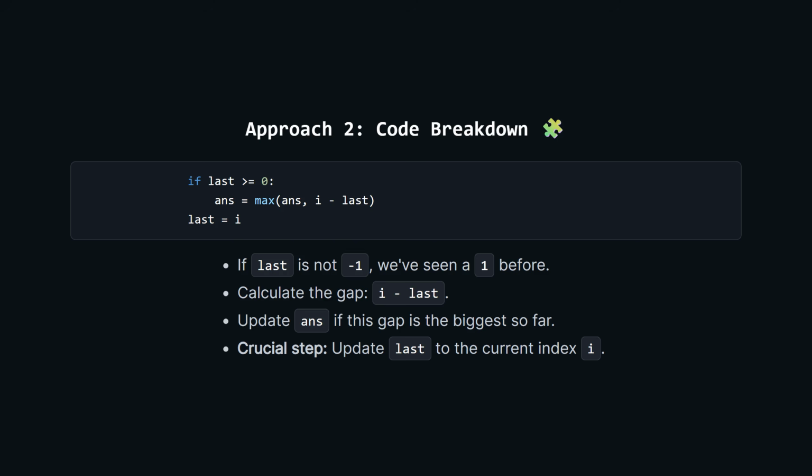Once we confirm the current bit is a 1, we check if we've seen a previous one by making sure our last variable is greater than or equal to 0. If it is, we calculate the distance by subtracting last from our current position, and update our overall answer if it's the biggest gap yet. Finally, we update last to be our current position, setting it up for the next time we find a 1.